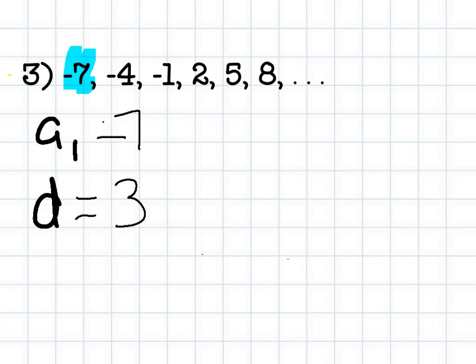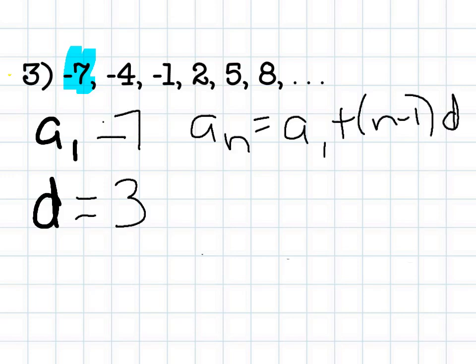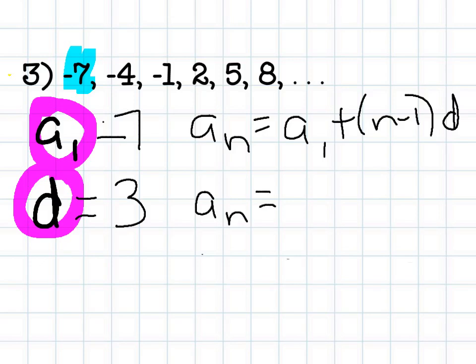Now that I have found my first term and my common difference, I can write the formula that I can use to solve for this particular sequence. Remember, the formula is a subscript n is equal to a1 plus n minus 1 times d. Well, we have now found two of the numbers that we need for the pattern. We have found a sub 1 and d. So let's replace in the formula those two numbers. So we have a sub n is equal to a sub 1 is -7, plus n minus 1, and d is 3. That is the formula that we can use to find any number in this sequence.